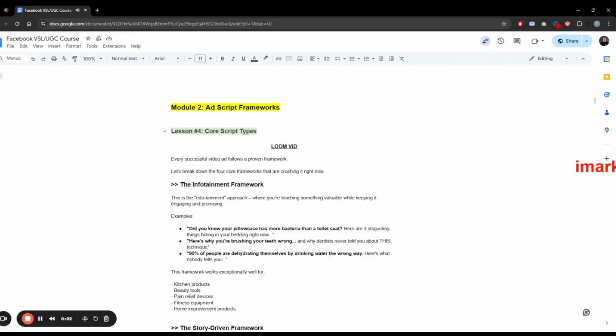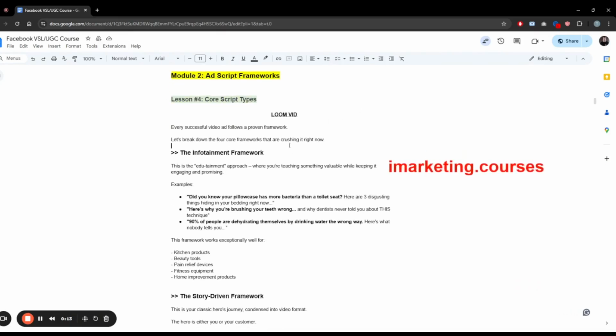Let's go over the core script types, because every successful video ad follows a proven framework. And let's break down the 4 core frameworks that are crushing it right now. So just like with other pieces of copy, you have multiple styles, and it's the same with video ads.